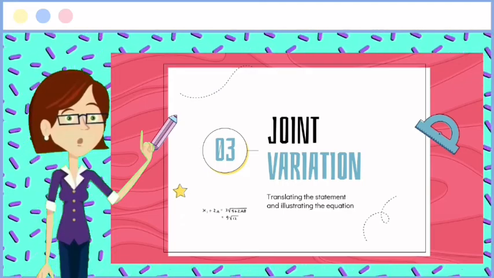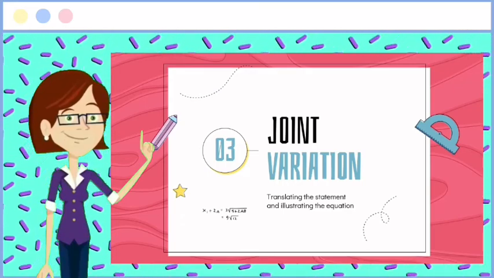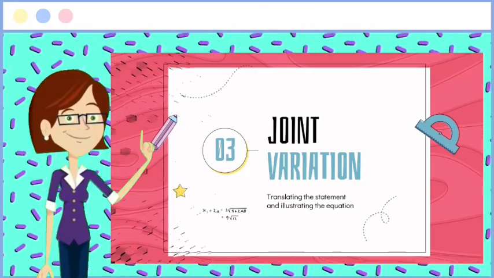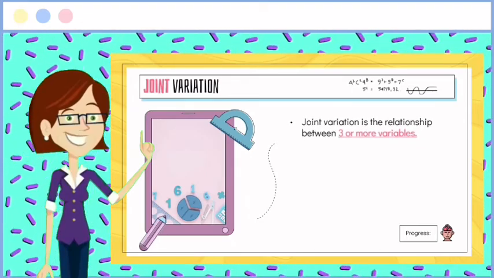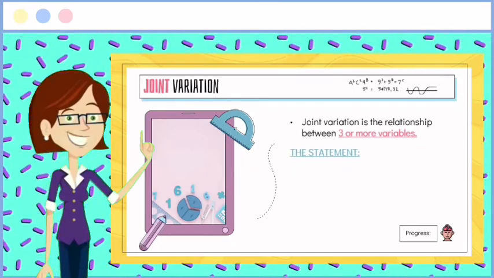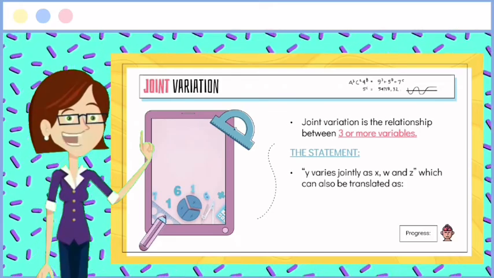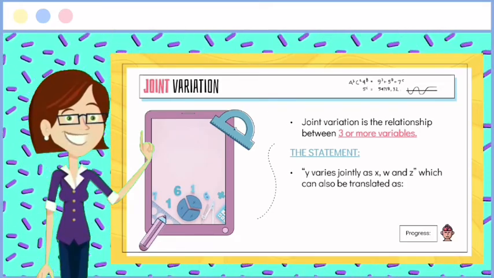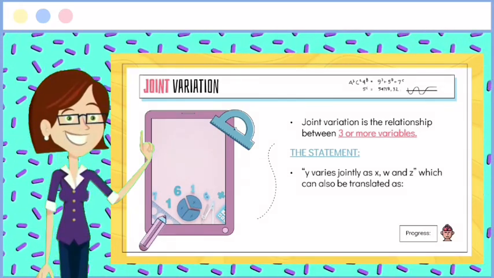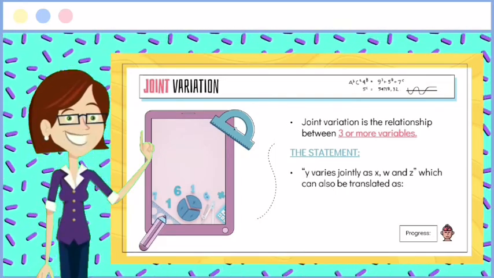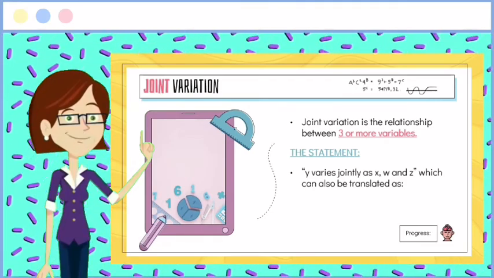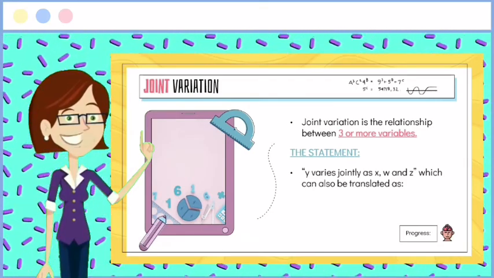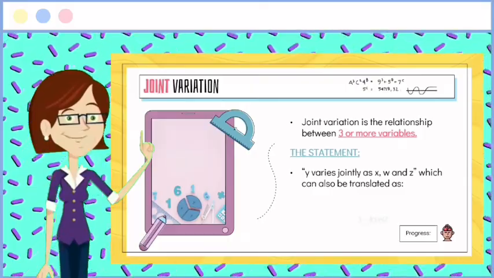Now, let's tackle joint variation. So based from what we read, joint variation describes a situation where one variable depends on two or more other variables. It has a similarity to direct variation, but it involves three or more variables. Now, this is the statement we will usually see when dealing with joint variation. y varies jointly as x, w, and z, which can also be translated as y equals k times x times w times z.